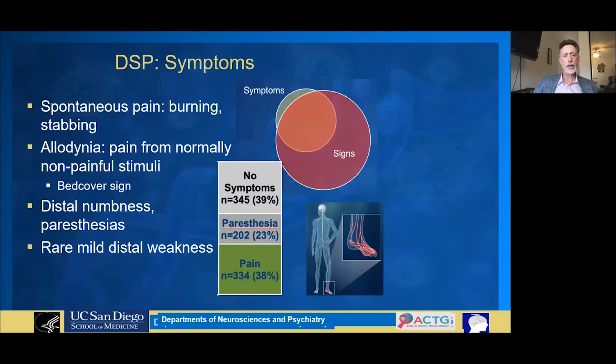And what you see in that histogram is that 40% of patients with the findings of neuropathy on examination don't report any symptoms. And we know this from research studies where we systematically ask them about symptoms. So you see in the Venn diagram some, but not complete overlap between the presence of symptoms and the exam findings.